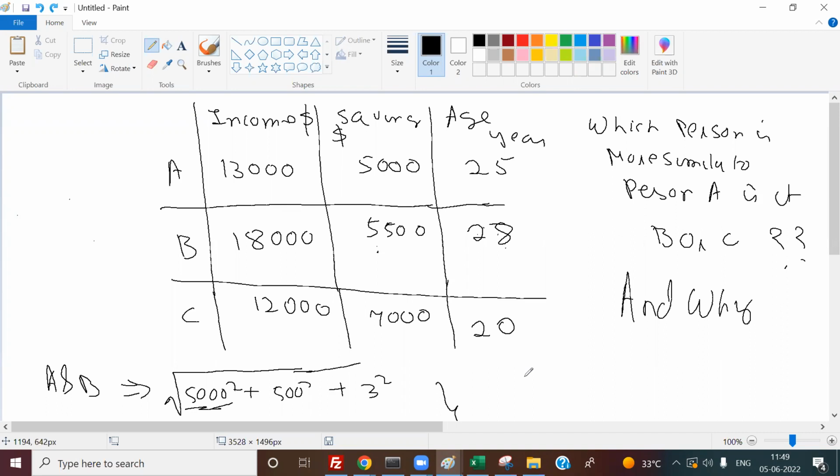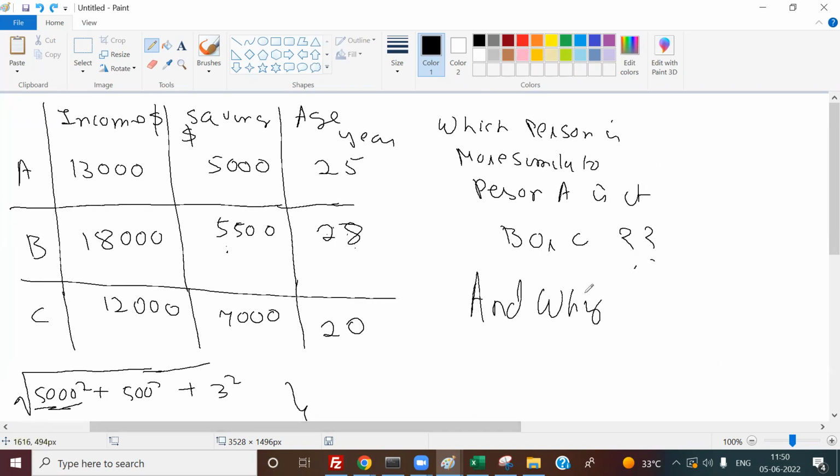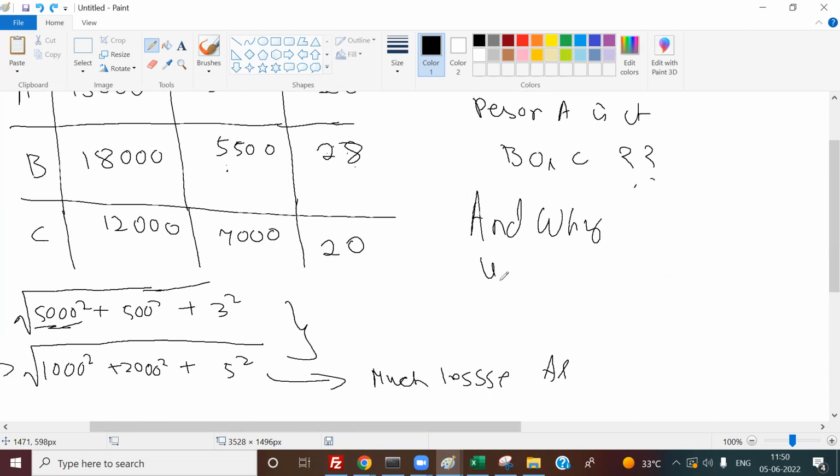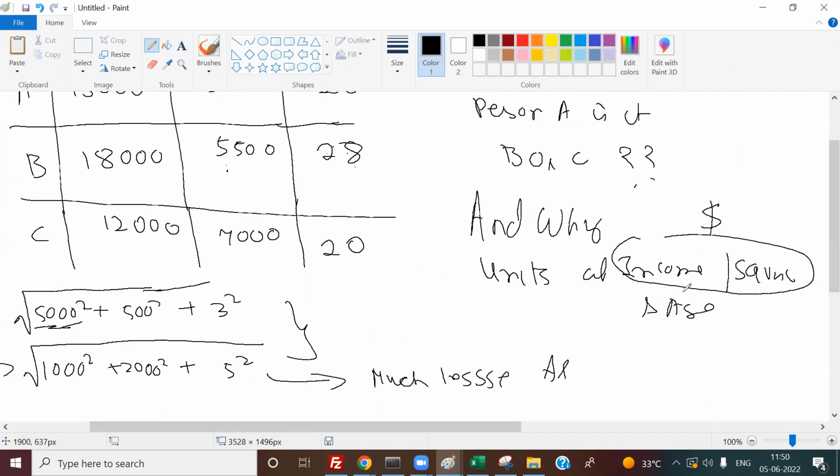आंसर बड़ा सिंपल है. Do you notice that income is in 5 digits, saving is in 4 digits, and age is only 2 digits. So when you will find, so basically, do you notice the units of income, savings, and age? Units of income and saving तो same है, that is your dollars. But age की यूनिट क्या है? Age की यूनिट is years.